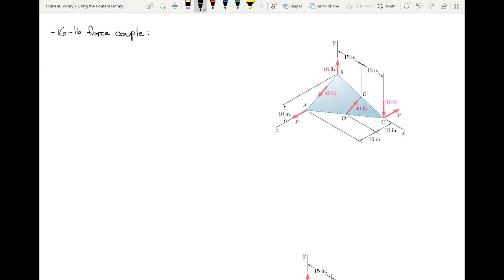So let's start with the 16-pound force couple. Okay, I'm going to show you two ways of generating the same answer, because I don't want you to feel like you're handcuffed to doing it one way, and at the same time, I want you to have methods to verify your answers. Because some of this stuff is easier to do by observation, but I want you to feel confident in those observations. So I propose method one is by observation.